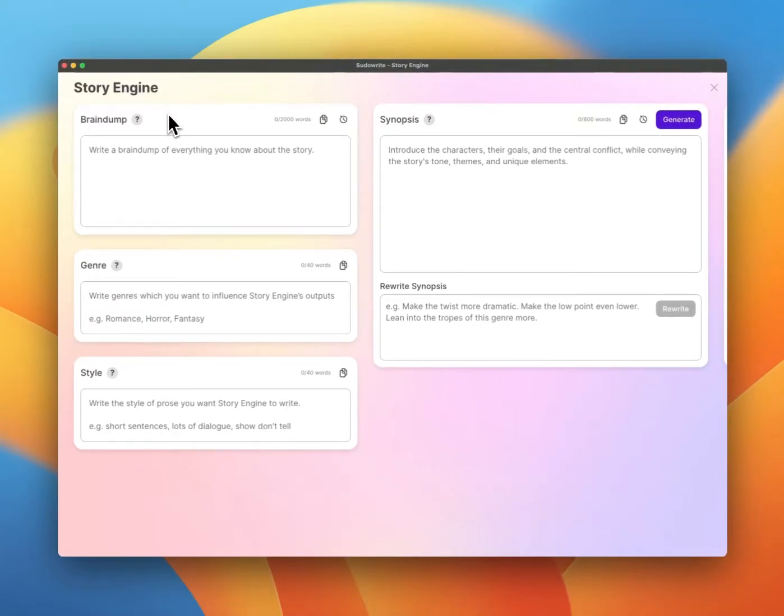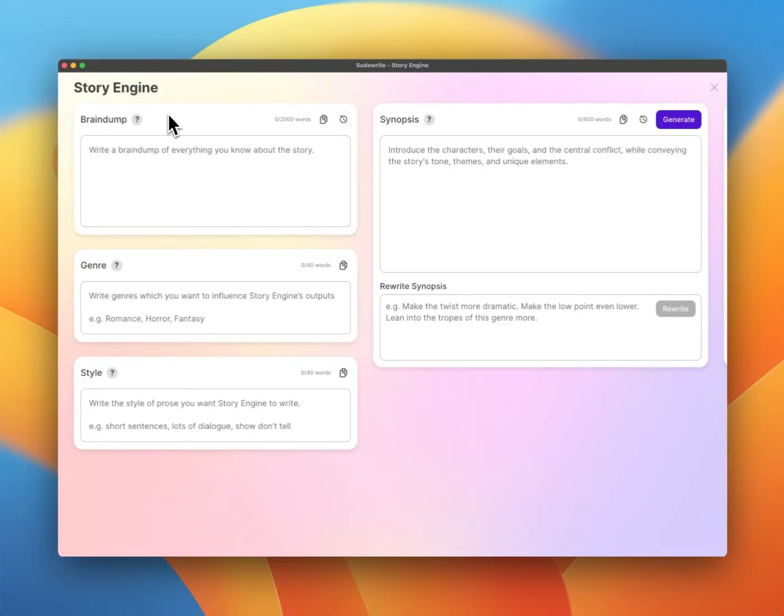Today, I'm very excited to announce the launch of Story Engine. It's a new tool from Sudowrite that lets you write an entire novel with the help of an AI. We've been testing this with hundreds of writers, and some have been able to write a draft for an entire book in just a weekend.